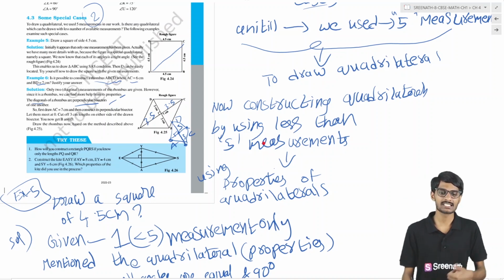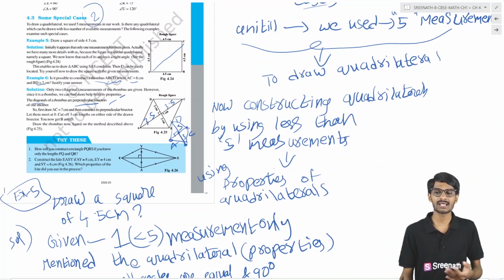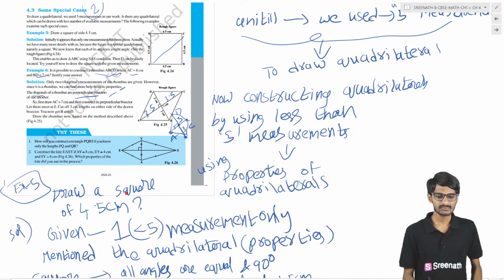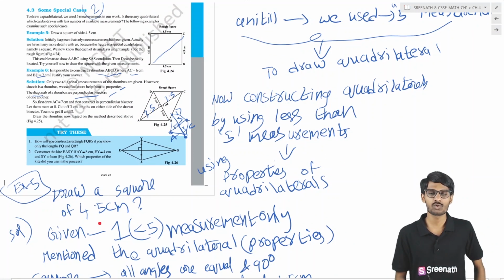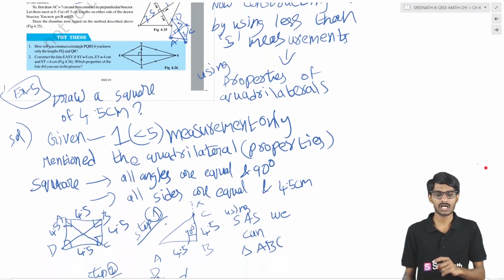How is it possible? Yes, is it possible? He is giving fewer than 5 measurements, but by knowing the properties of the quadrilaterals, you can find the answer easily. Here he has given an example: draw a square of 4.5 centimeters. We have to draw a square which is 4.5 centimeters in length. He has given one measurement only, but how have we drawn it?